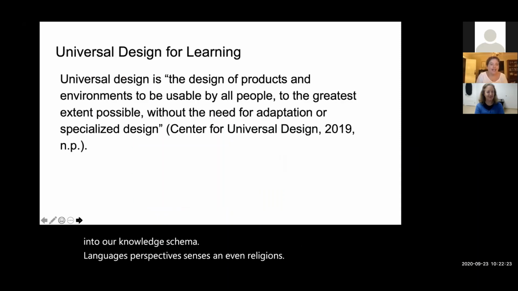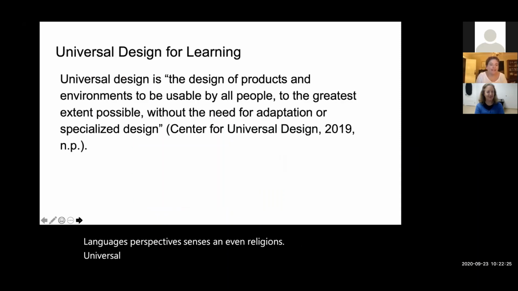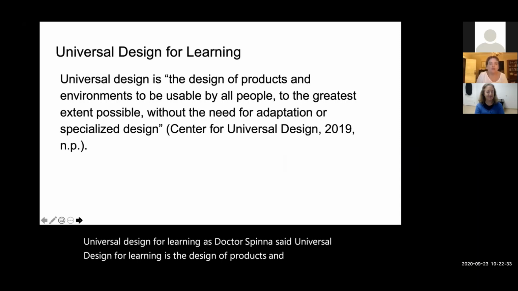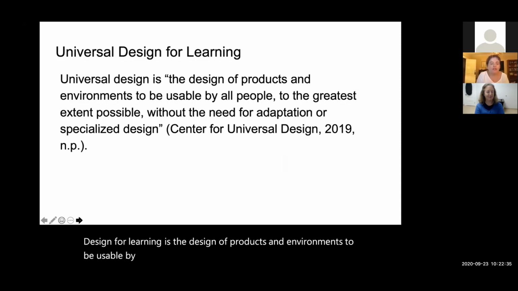Universal design for learning, as Dr. Spina said, is the design of products and environments to be usable by all people to the greatest extent possible without the need for adaptation or specialized design.